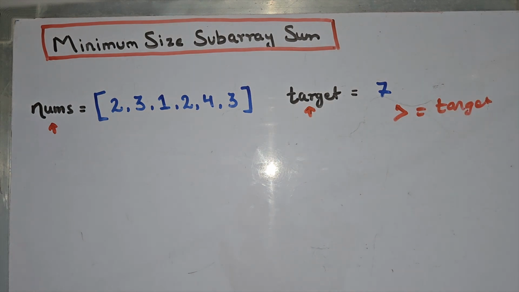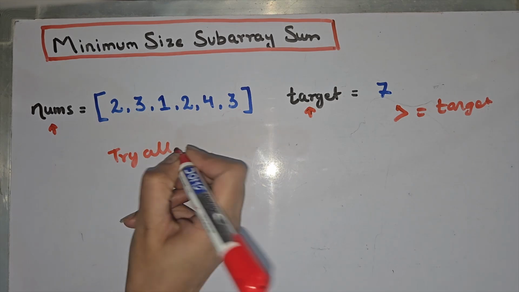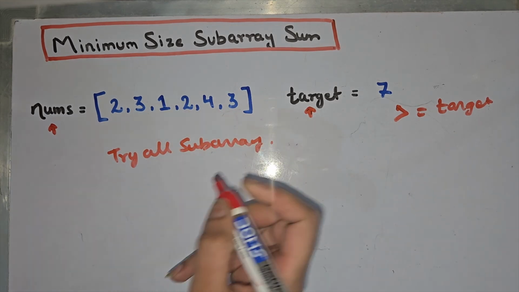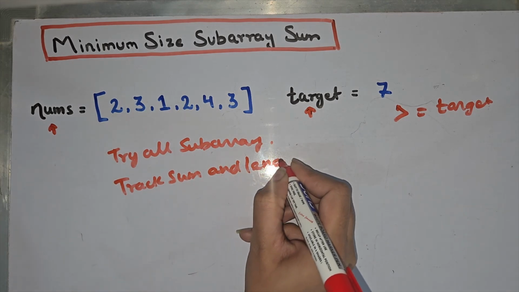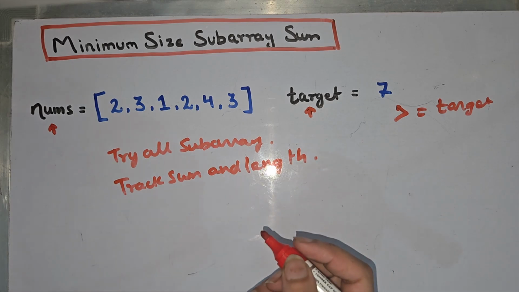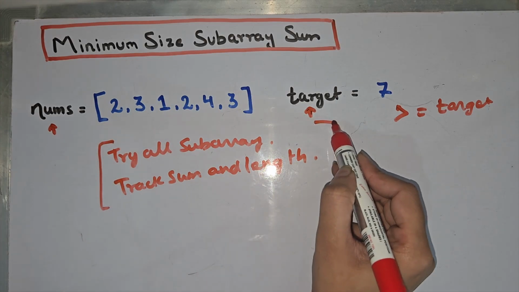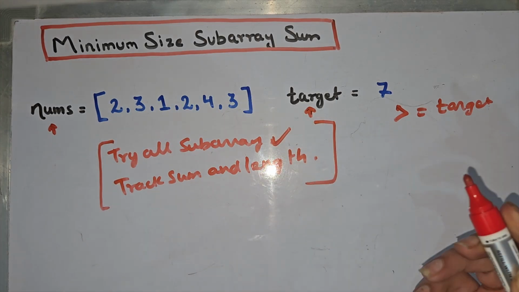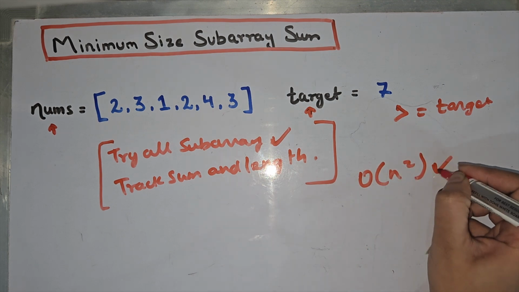If we look at this particular array, the most naive solution that comes to our mind is to try all subarrays, track the sum and our length answer, and return the one which is the minimum length. But we know that generating all the subarrays will give us order of n square as time complexity.